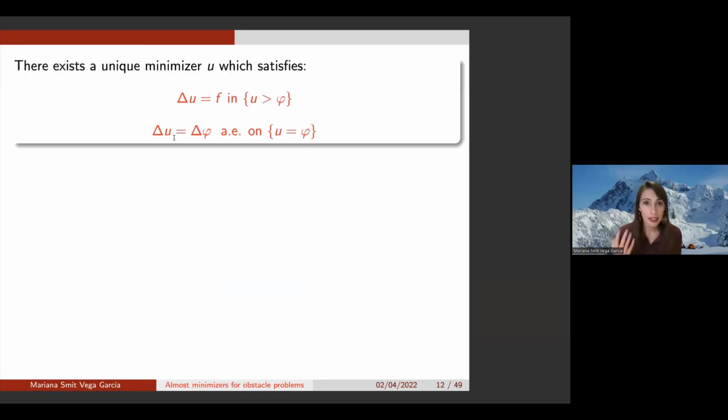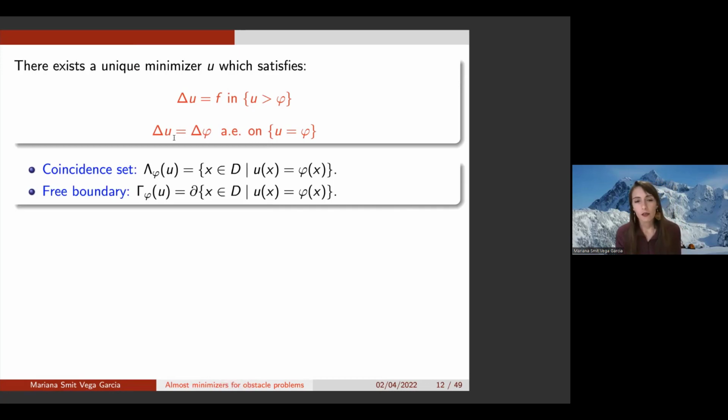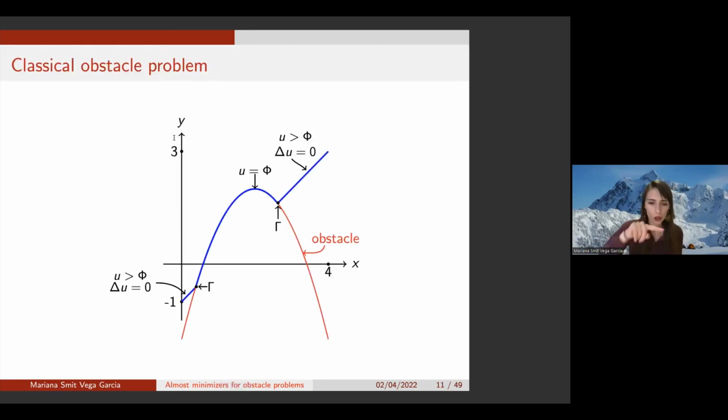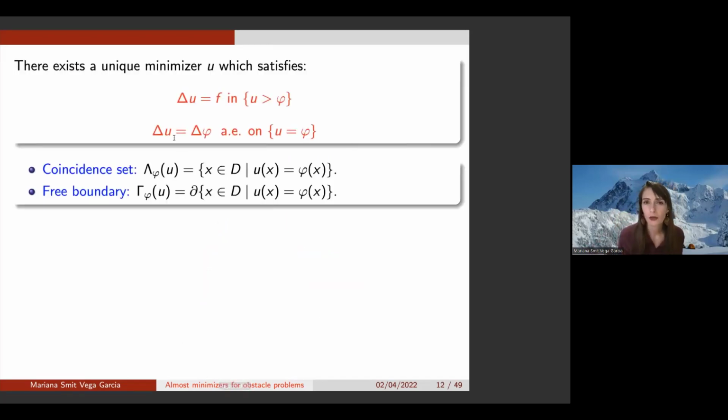So you start with a minimization problem. You show that there is a unique minimizer. This unique minimizer satisfies the PDE that you wanted. So it will be Laplacian of u is equal to f where u is not equal to the obstacle. And in the region in which they are equal, their Laplacians will coincide almost everywhere. Very important, we have these two sets: the coincidence set, which is the set where the minimizer is touching the obstacle. So just a second, in my previous picture, this would be this upper portion where they're really touching. And then we have the boundary of that region, which is what we call the free boundary. So we're very interested in understanding what happens with the free boundary.